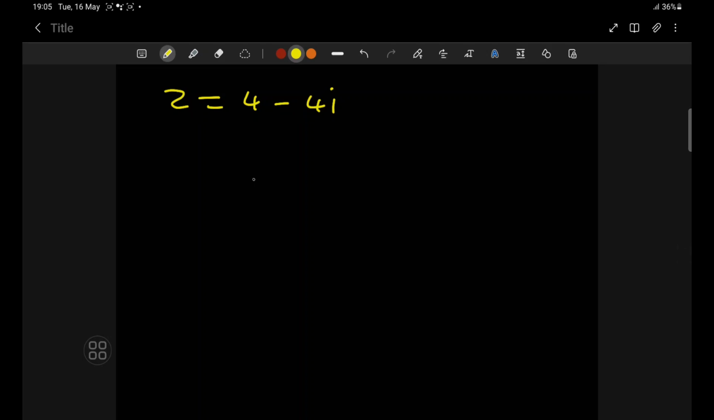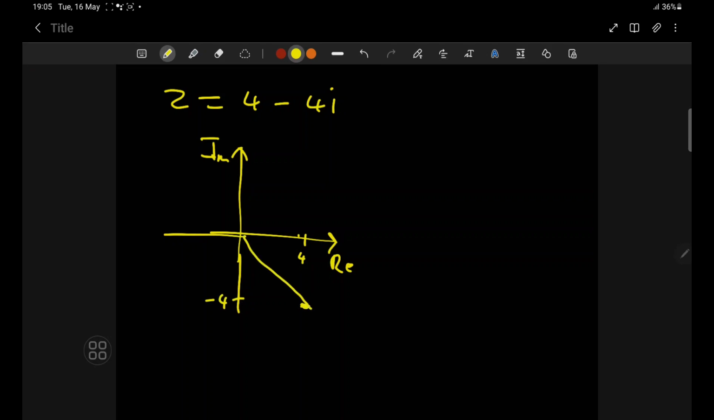So looking at this expression, if we are to, let's say, just identify where it will lie, let's say we graph it. So our 4 is here. Our imaginary part is -4, so maybe -4 is somewhere there. So these are meeting in the fourth quadrant. So this is where our r is lying.